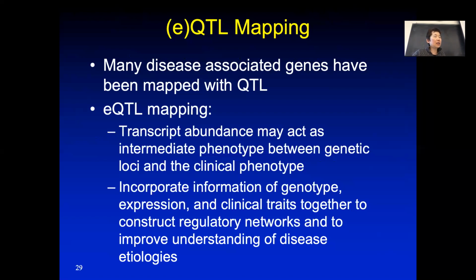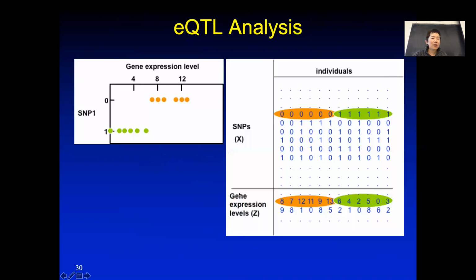And so we are considering the expression of a particular gene as kind of an intermediate phenotype, right? We say the transcript abundance can act as an intermediate phenotype between the genetic locus and the clinical phenotype. And so we can now incorporate information of genotype, expression, and some clinical trait to construct the regulatory networks and improve understanding of the disease.